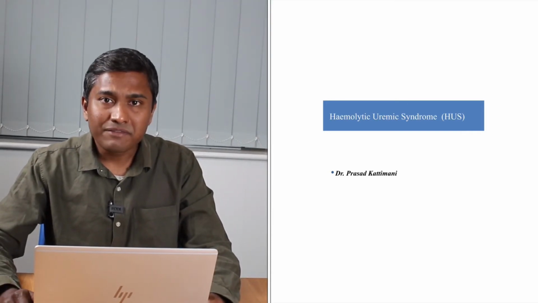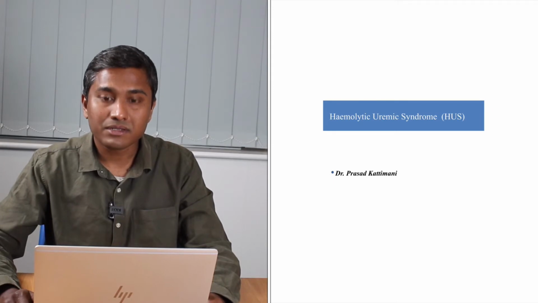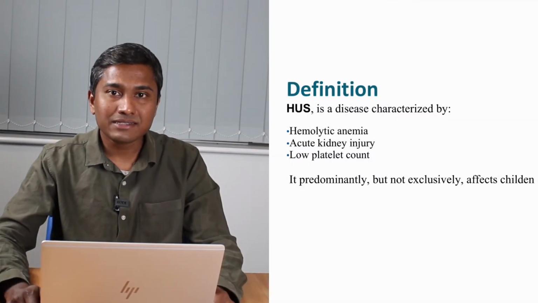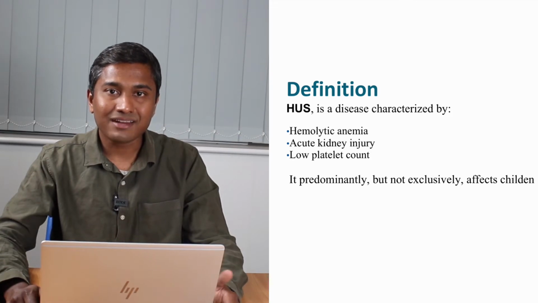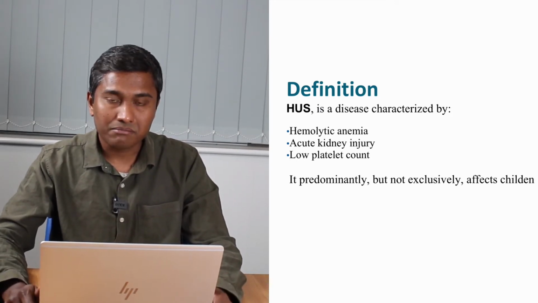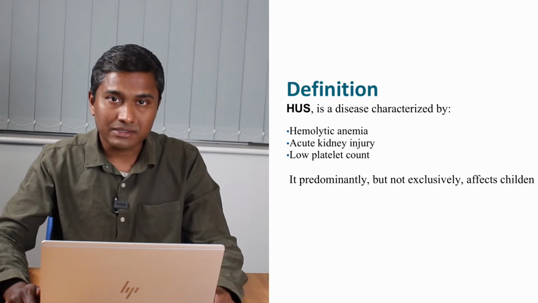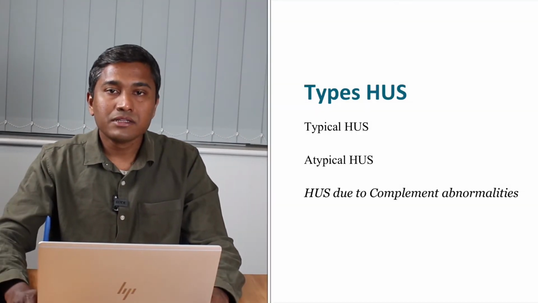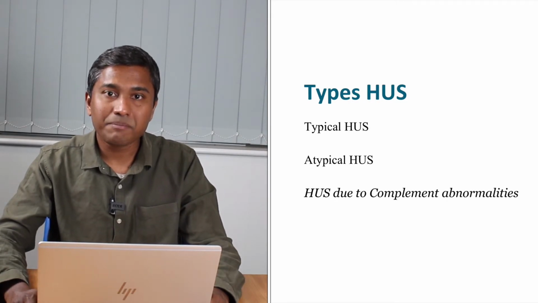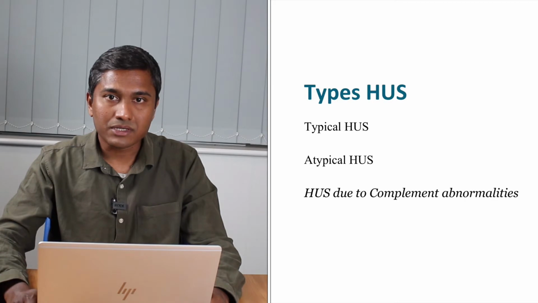Today I'm going to briefly talk about hemolytic uremic syndrome. By definition, HUS is a disease of triad, which is characterized by hemolytic anemia, acute kidney injury, and thrombocytopenia. It mainly affects children, but it could also affect adults. There are three different types of HUS: typical HUS, atypical HUS, and HUS due to complement abnormalities.